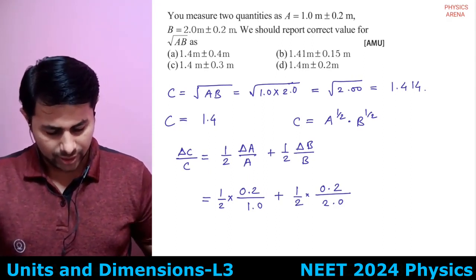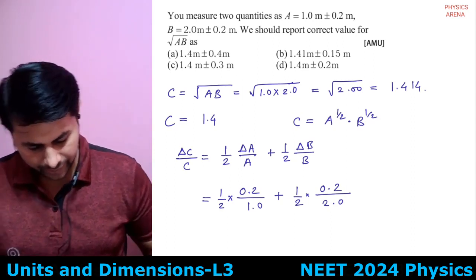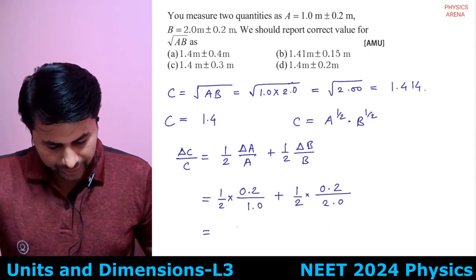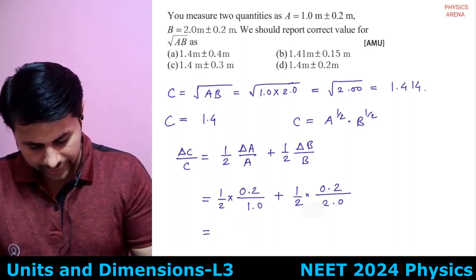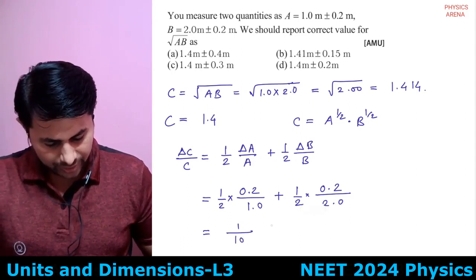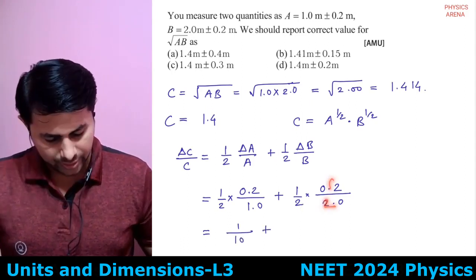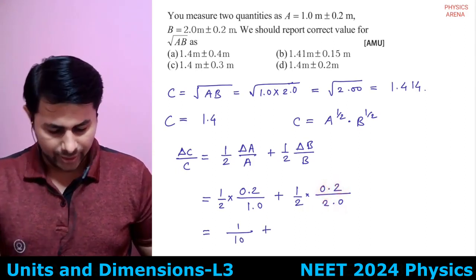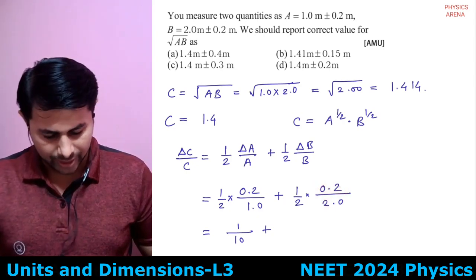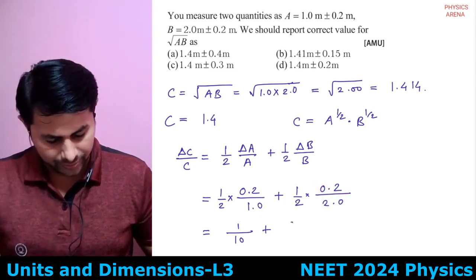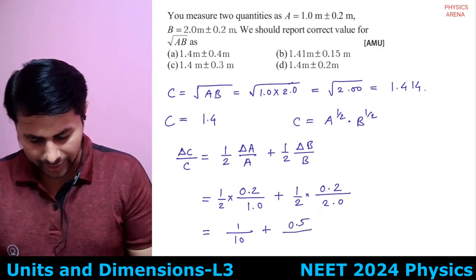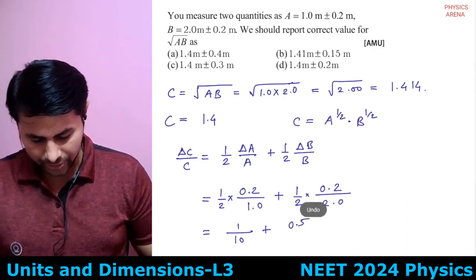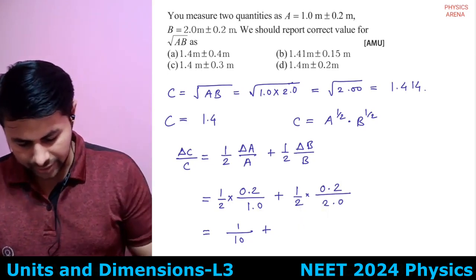Is it correct? Let's make the denominator the same. This is 2 divided by 20, so let's cancel out, this is 1 upon 10, plus this is 0.1 divided by 2. So I will multiply by 5. 0.1 multiplied by 5 will be 0.5, so 0.5 divided by 10. Or if I want to make it 20, it will be 1 divided by 20.